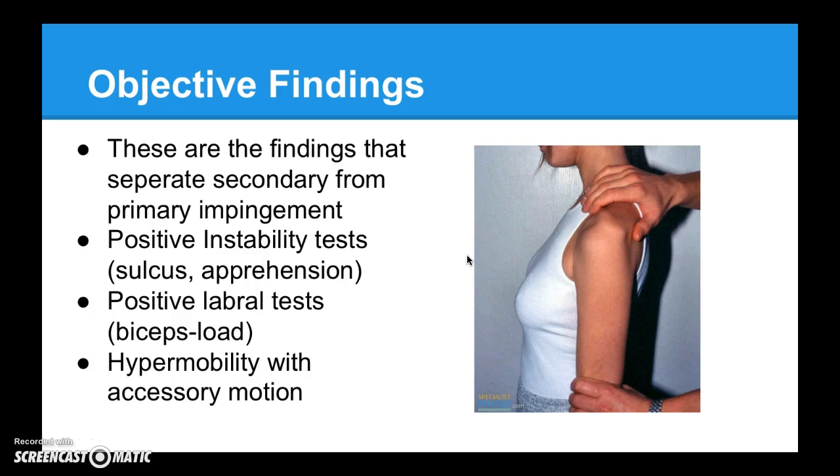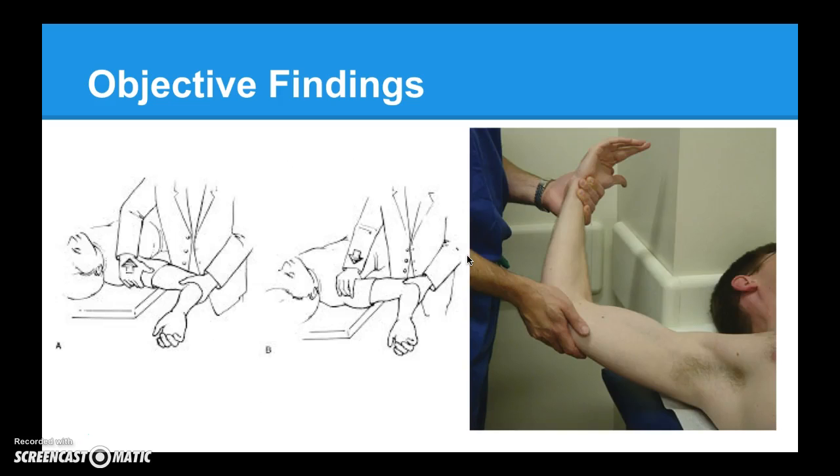Pictured on this slide is the sulcus sign. The therapist is giving a distraction force at the humerus, and you can clearly see the humerus pull away from the acromion, which is considered a positive sign.